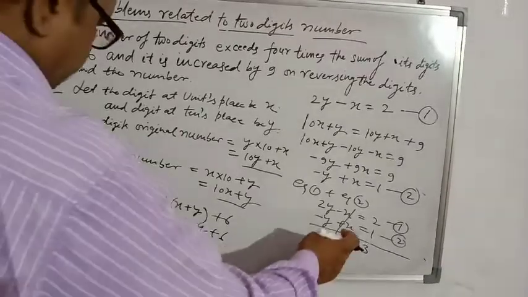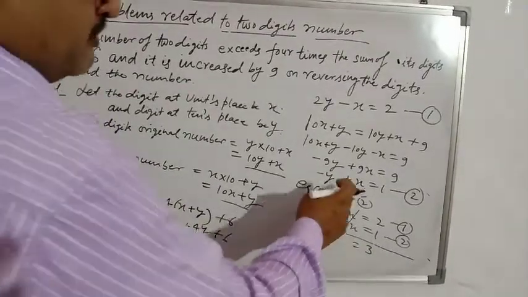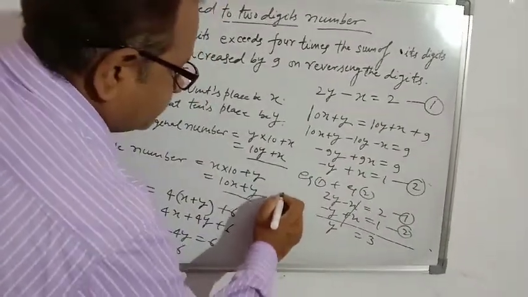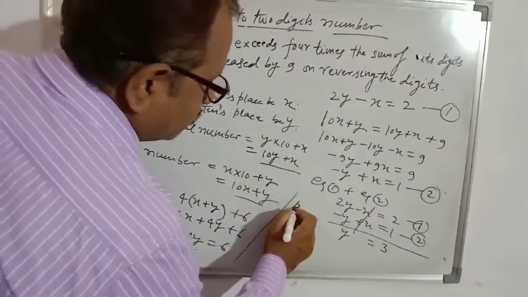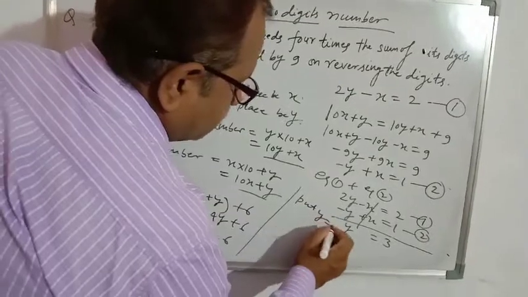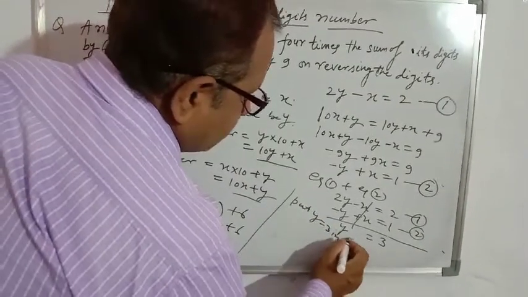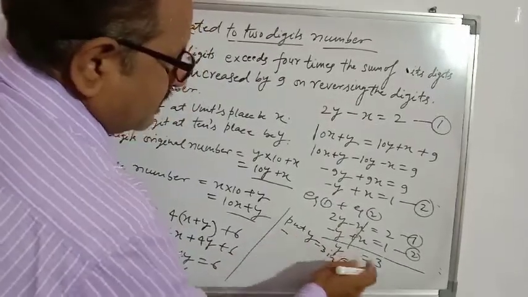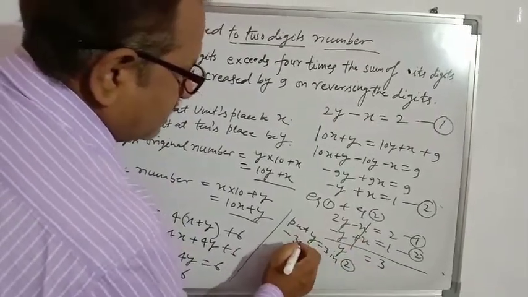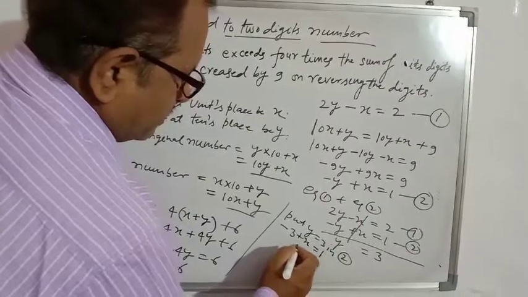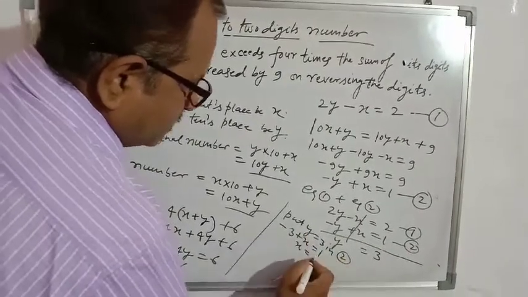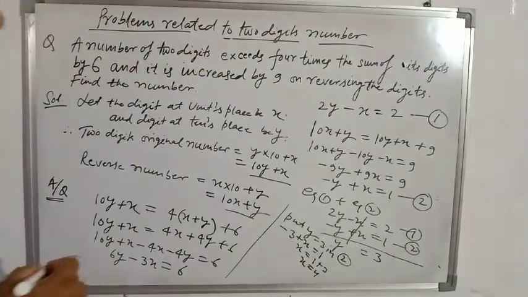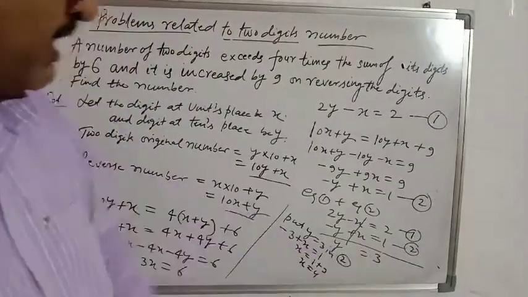Put the value of y in equation number 2 to find the value of x. So put y is equal to 3 in the second equation. What is the second equation? This one. So y is 3, it will be minus 3 plus x is equal to 1. What will be x? Transpose minus 3, 1 plus 3 means 4. So the value of x is 4 and the value of y is 3.